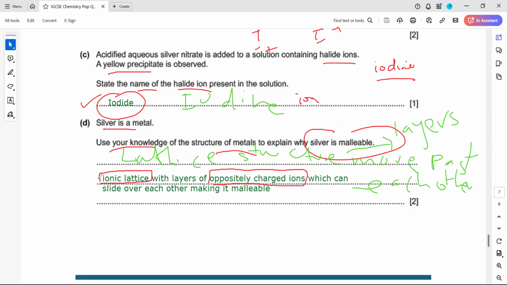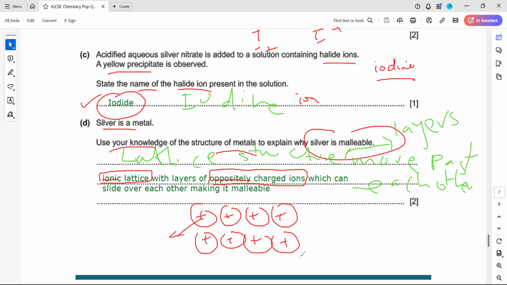You have to mention it contains a lattice of positive ions and delocalized electrons, and these layers can slide over each other. So mention a lattice of positively charged ions, not opposite, because it's about the metal, and the layers of ions can slide over each other. So why are metals malleable? Because metal contains a lattice of positively charged ions, and these layers can slide over each other or slip past each other. Or silver has a metallic bonding layered structure which can slide over each other.